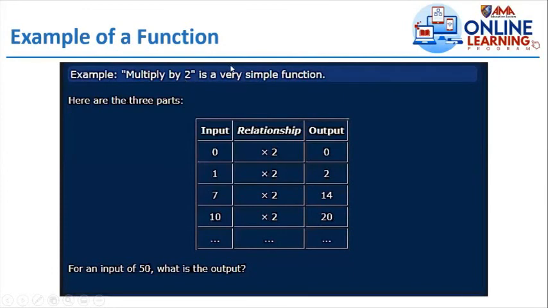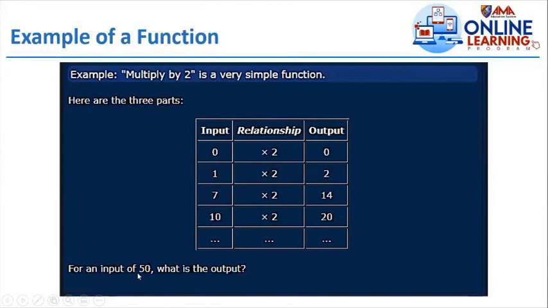So multiply by 2 is a very simple function. Okay, so 0 times 2, that's 0. 1 times 2, 2. 7 times 2, 14. 10 times 2, that's 20. Okay, this is now our input and then our output. So as what you can see, walang nag-repeat dito sa input natin and then wala din dito sa outputs natin kasi they are connected. Yung input natin are connected uniquely sa ating output. Okay, so ito yung relationship nila na multiply sila by 2.